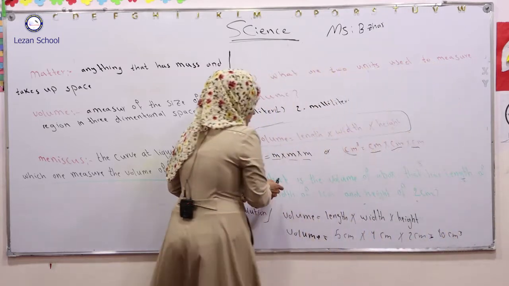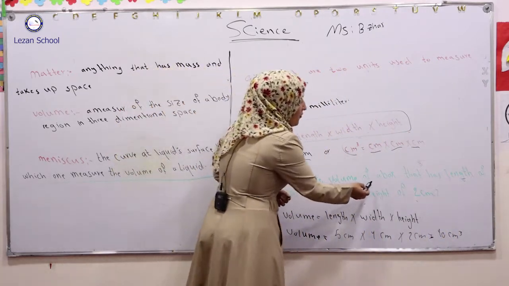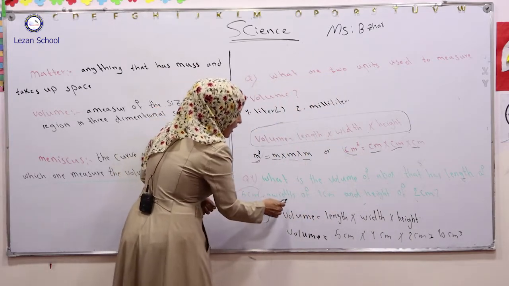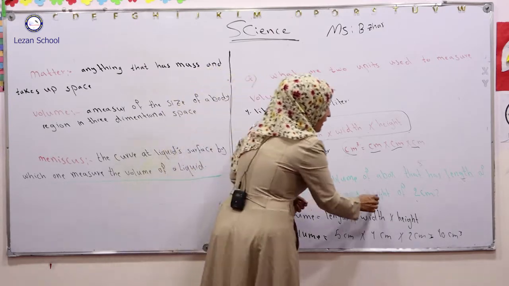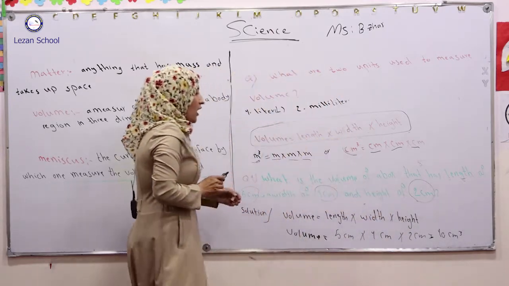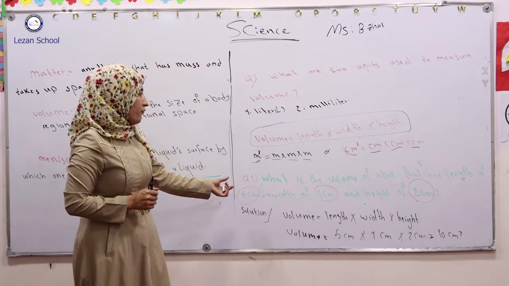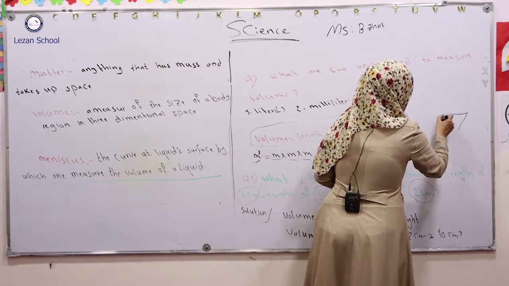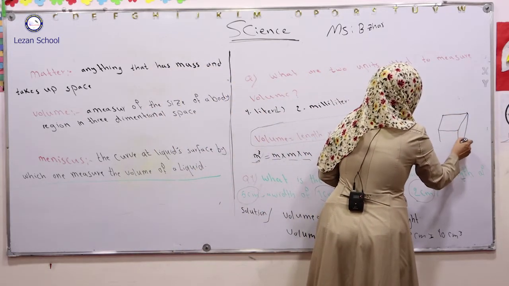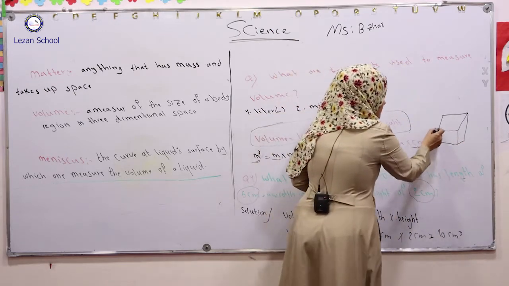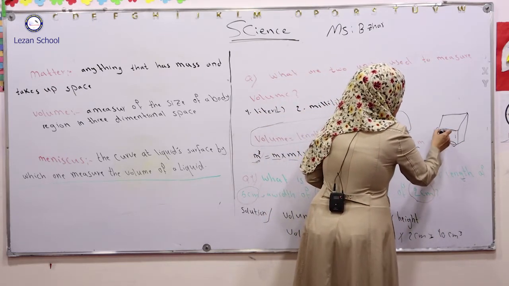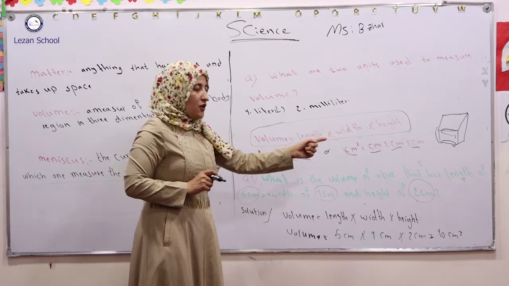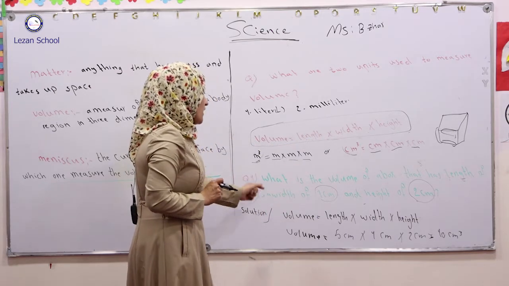Now we have this question. What is the volume of a box that has a length of 5 centimeters, a width of 1 centimeter, and a height of 2 centimeters? How can we find the volume of a box? A box is this box, for example. This box has 3 dimensions: height, length, and width. So, by multiplying the sides of this box, we can find the volume of the box.